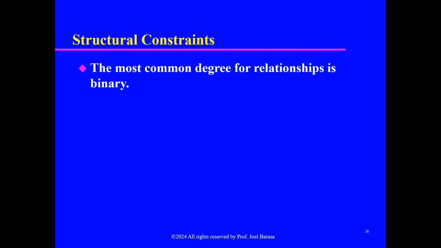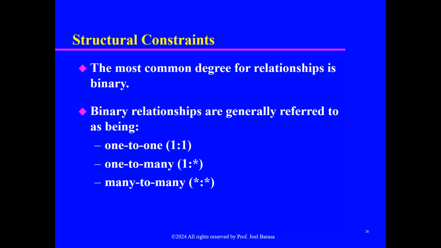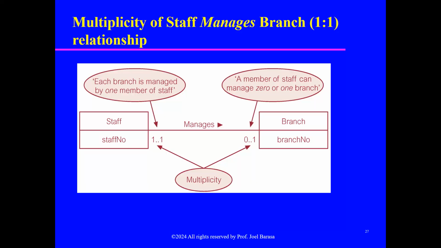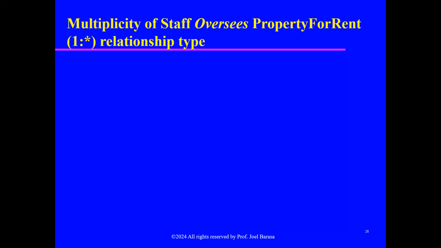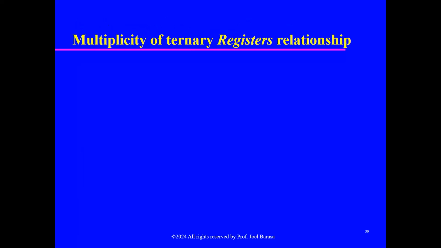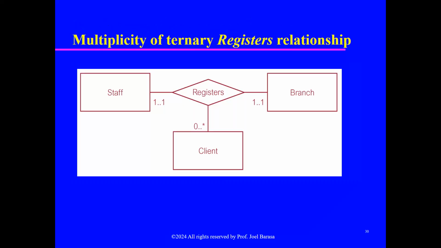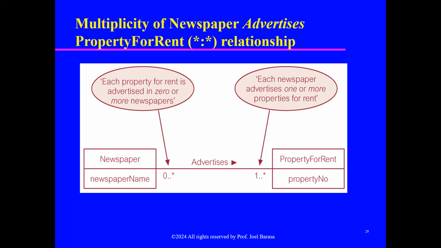So the most common degree for relationship is the binary, and binary relationships are generally of three main types. One to one is represented using 1:1, and you can use one to many, where you can say one and then asterisk, or you can do asterisk asterisk. So you can have one manager managing several, like here. So you can draw that, which we have already explained.